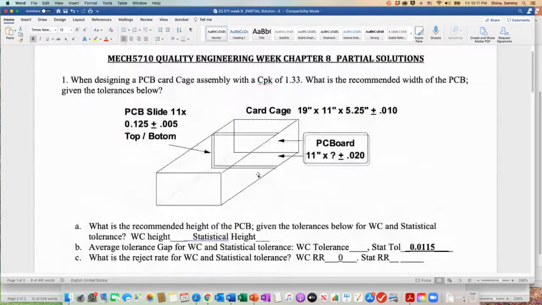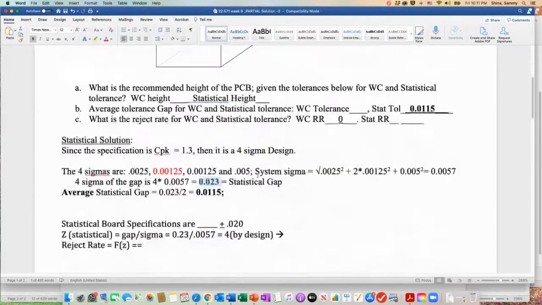That's the statistical gap, right? That's a partial solution. And therefore, the average statistical gap is 0.15, okay? And you compare that with the worst case gap. Okay, so now all you have to do is to tell me the reject rate, which is straightforward.